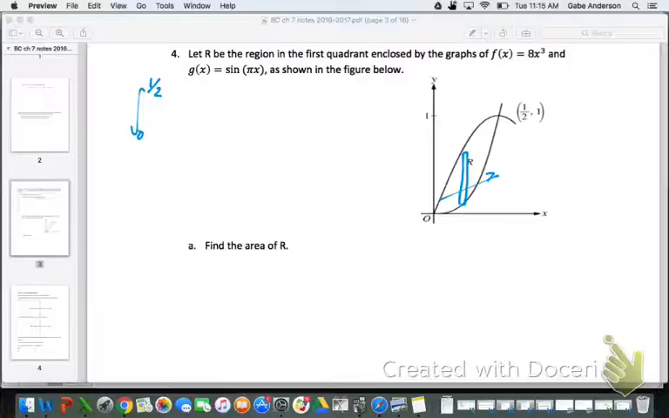On our interval, it's the sine, isn't it? Now once you leave our interval, then that changes. But on our particular interval, sine is the higher one. So it would be sine of pi x minus the lower one, which is 8x cubed dx. And that's it. That's a setup.